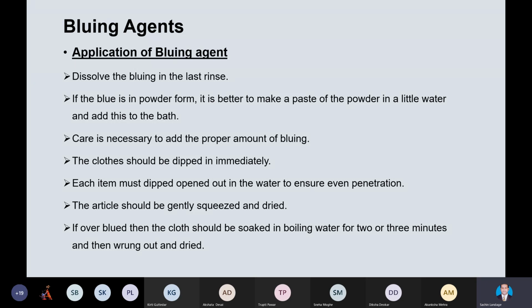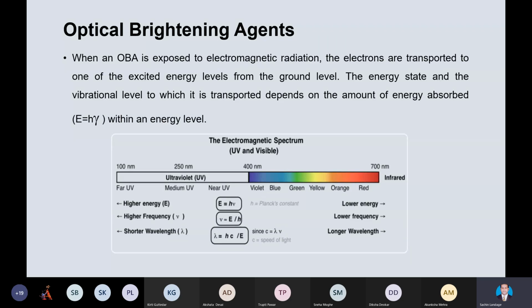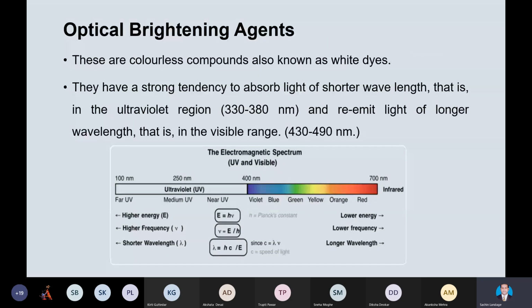So that's the thing regarding the application of the bluing agent. Now, next, regarding how we are going to apply the OBA, or how the OBAs are working. See, to make the garment white, there are three different ways.